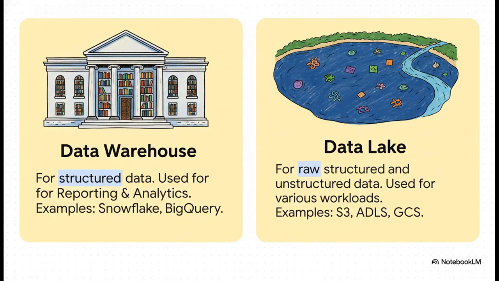A data warehouse is kind of like a pristine, well-organized library. It's built for structured, clean data, and it's perfect for things like business reporting. A data lake, on the other hand, is more like a giant reservoir. It's designed to hold everything. Structured data, sure, but also all the messy, unstructured stuff like text, images, and videos. It's this massive pool of raw potential that you can tap into for all sorts of things, especially machine learning.